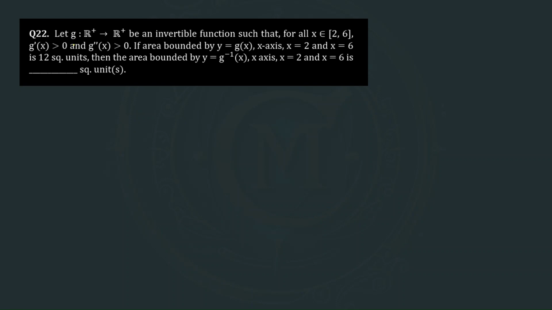Here it says, let g defined from R plus to R plus be an invertible function. So g inverse x exists such that for all x belonging to this interval, g'(x) is greater than 0 and g''(x) is greater than 0. So from this information, we can say that g(x) is increasing as well as concave upwards. So the function may look something like this.